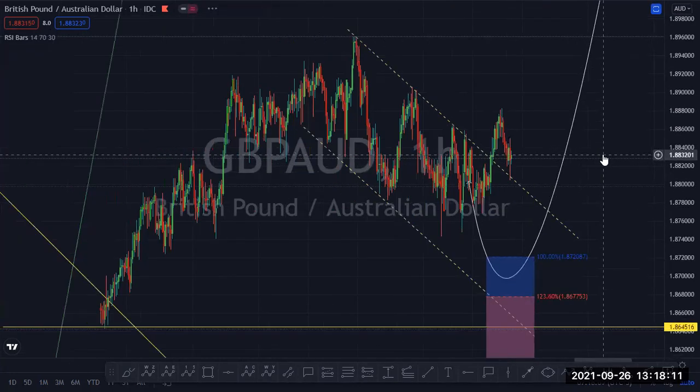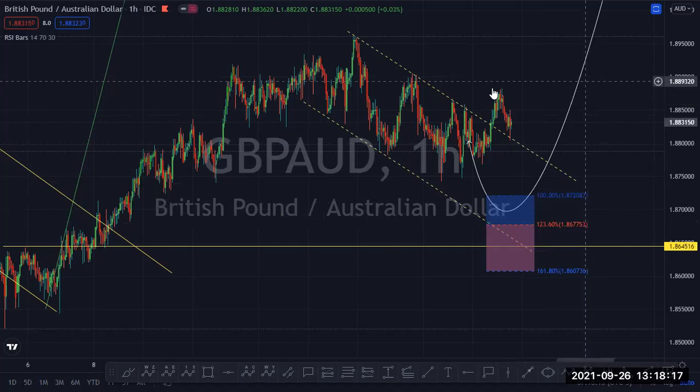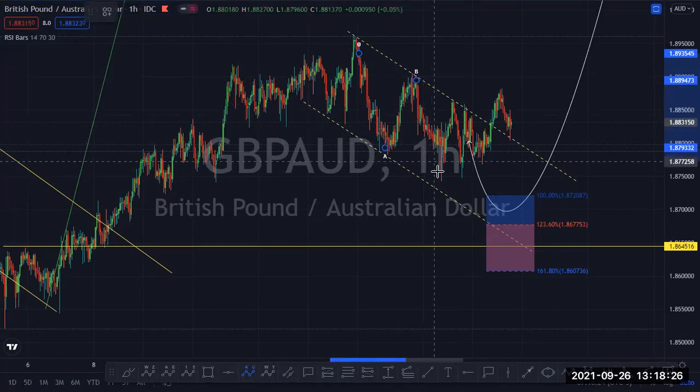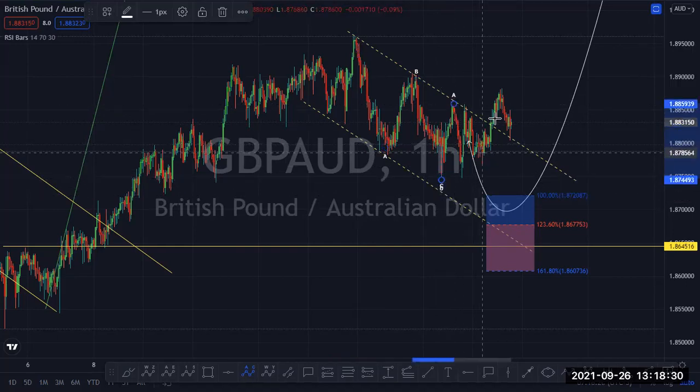Okay, now 1 hour. Only one thing will make it come to this level again. Let me label this chart. This is A, B, C. Remember ABC, WXY. You can interchange both of them.